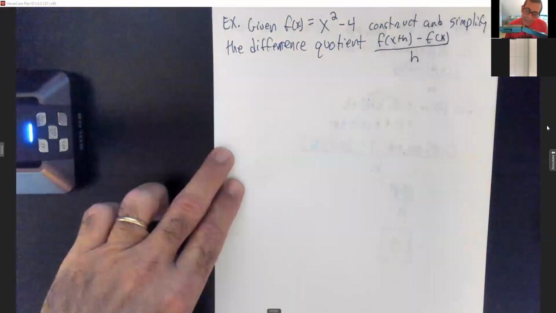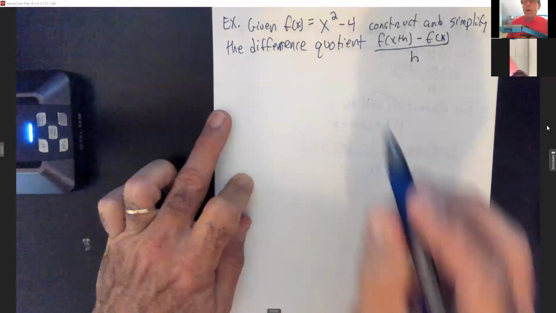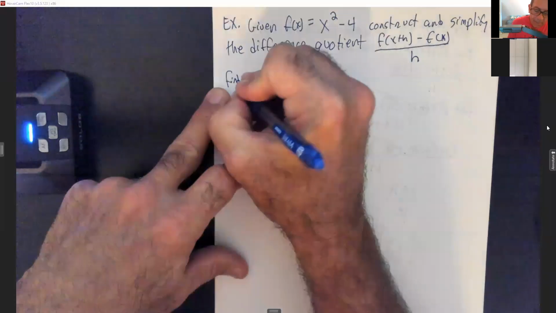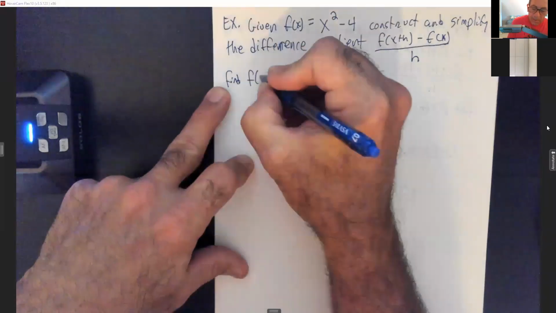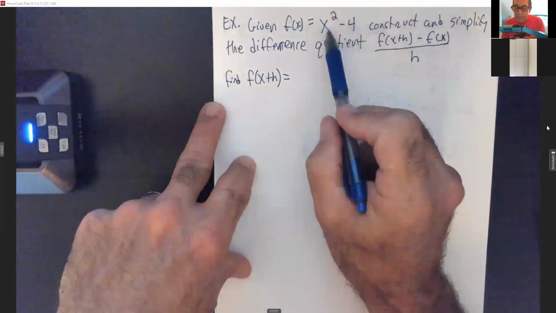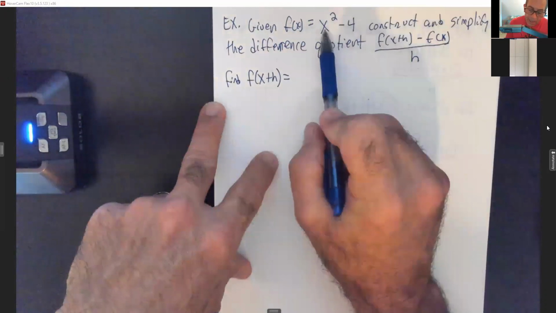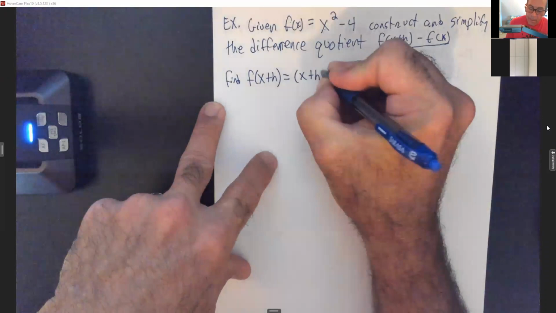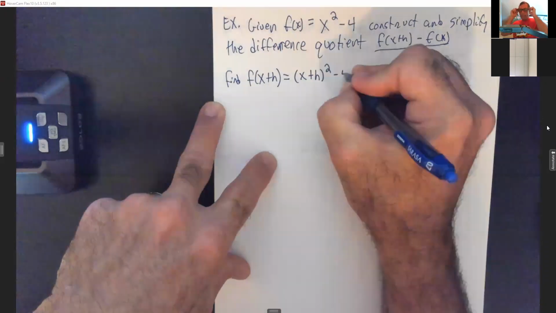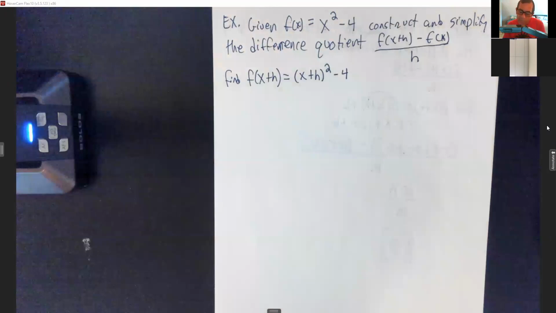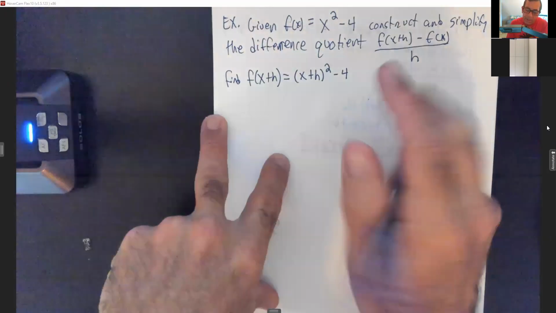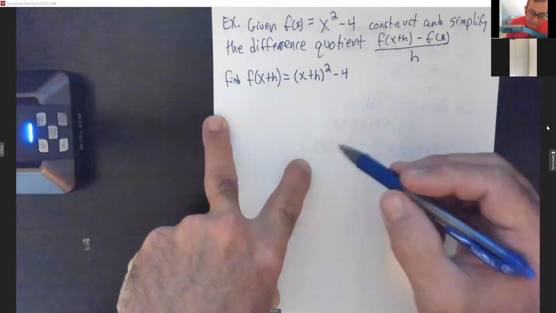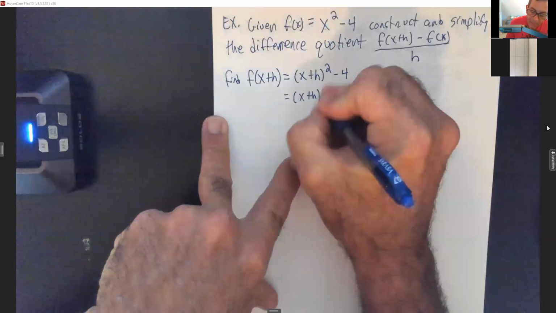All right, y'all, so watch this one. It's a little bit trickier because I got that square term up there. So the first thing I'm going to do, I'm going to find f of x plus h. So that means replace this x with x plus h. So I'm going to have an x plus h squared minus 4. So y'all remember, x plus h squared, you cannot just distribute the exponent and make that an x squared plus h squared. You gotta write that twice and FOIL it.